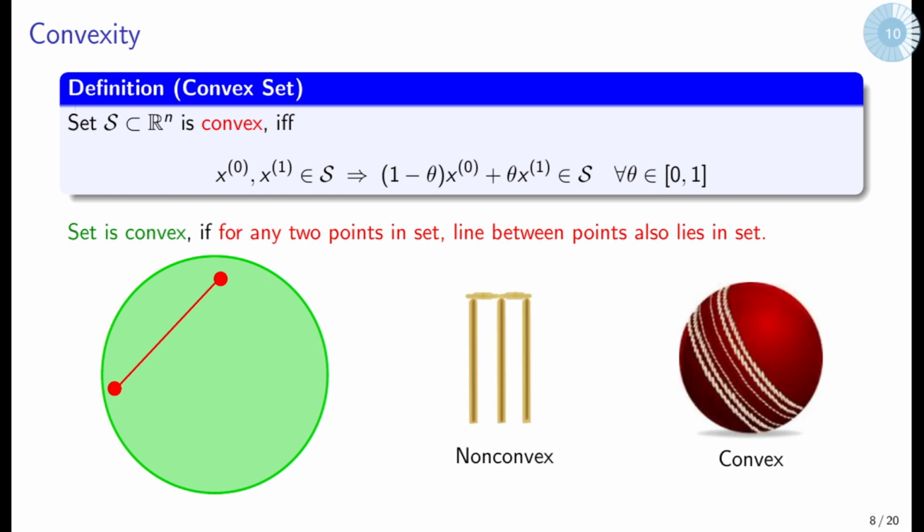And here are 2 examples of convex and non-convex sets. A cricket ball to first order is a convex set. Really, if you think about the seams that are sticking out, that's probably not convex. Once it's been tampered with by the English bowlers, it probably also is no longer convex if they sneak things out. But the wicket is certainly non-convex. So that's an example of a non-convex set.